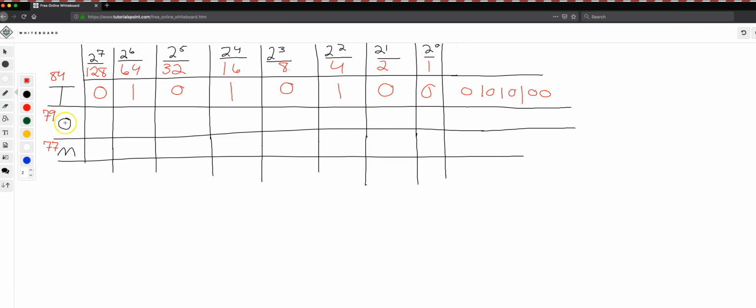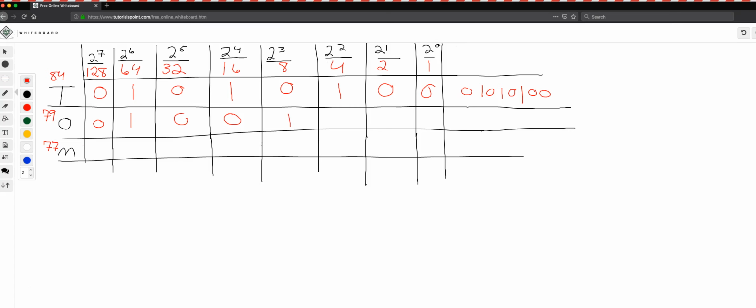Okay, moving on to O. Again, we're assuming this is the capital O, and this is represented by 79. So 128 is way too big for 79, so we omit that one. 64 will go into 79, so we accept that one. Now 64 plus 32 is way larger than 79, so we skip that one. And 64 plus 16 is larger than 79, so we omit that one as well. Now 64 plus 8 falls within our 79, so we accept that one.